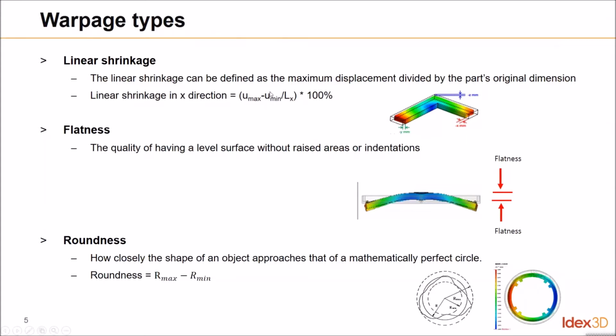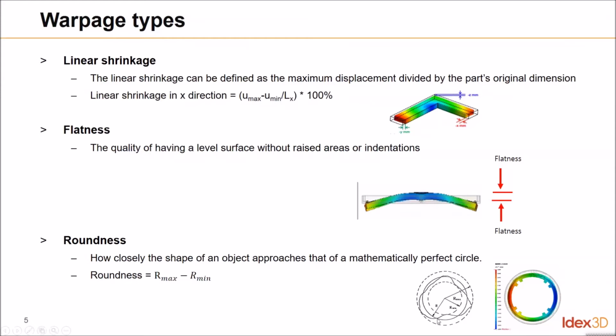Okay, the part flatness is defined as the rise level or indentation level compared to the original surface level. So this is the meaning of flatness. And the last one is roundness. This is also a popular tool in the Modex 3D software. The meaning of roundness is how closely the shape of the object approaches that of a mathematically perfect circle. We can see the picture here.